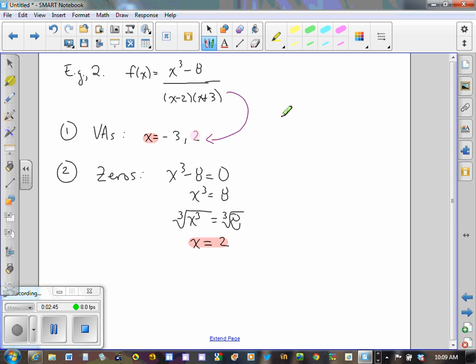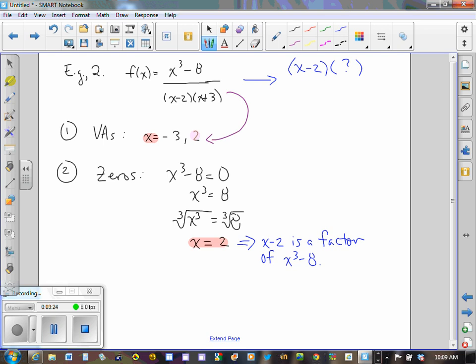So right away, what this is going to say to us is that there is a point discontinuity in the graph. Okay, and here's why. From this statement here with this 0, what this means is that x minus 2 is a factor of x cubed minus 8. So from our numerator, that means that x cubed minus 8 is going to be x minus 2 multiplied by some other polynomial, all being divided by x minus 2 times x plus 3.